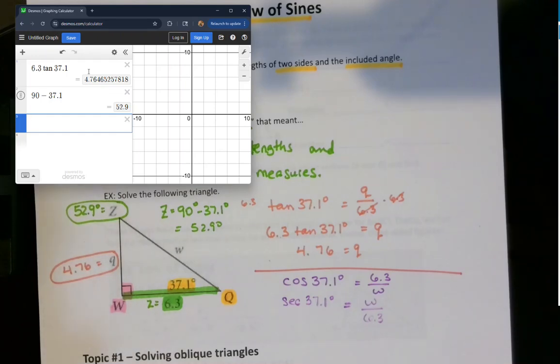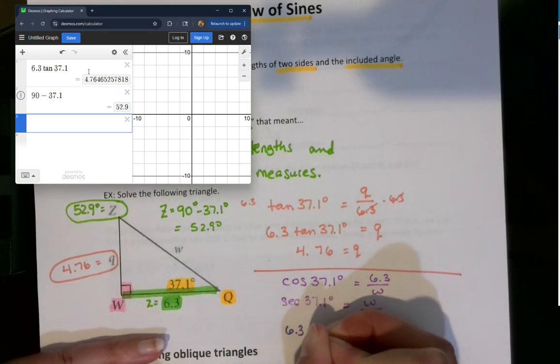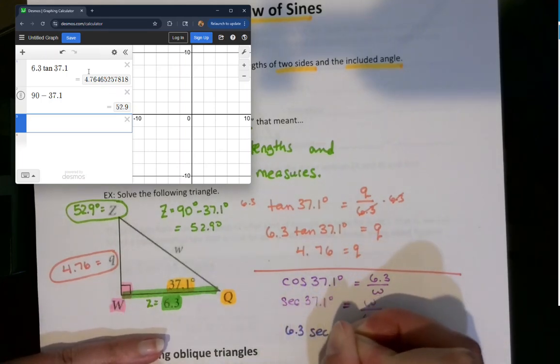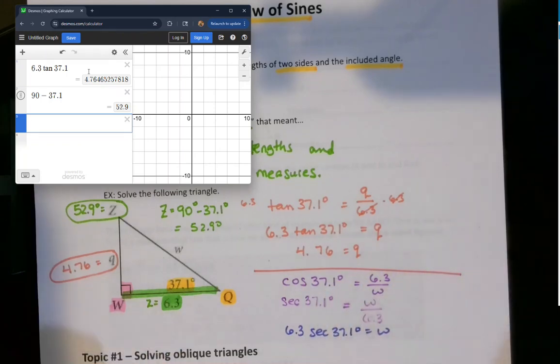And now I could multiply the 6.3 over. 6.3 times the secant of 37.1 degrees is equal to W. So I'm going to copy the top line here because it's already set up as 6.3 times the tan. I'm going to change that tangent function to the secant.